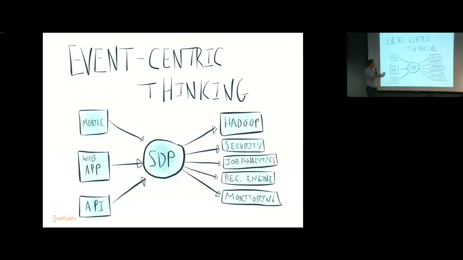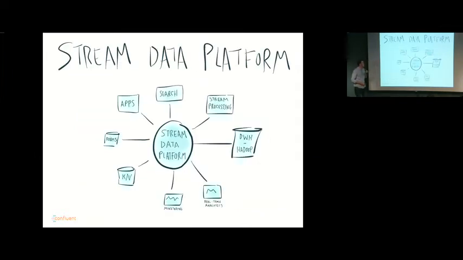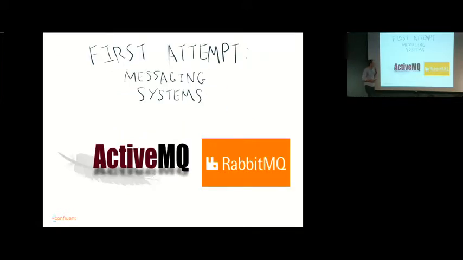We had enough use cases that we felt this story would be plausibly useful if we could build this thing in the middle, this stream data platform that would have all the streams. So the question was, okay, great, we want to build this, what are we going to do? What we had at the time were messaging systems, which seemed like a really good fit. They have messages that stream in and then stream out to other things. So we thought we'll take ActiveMQ and build this big platform for streams on top of it.